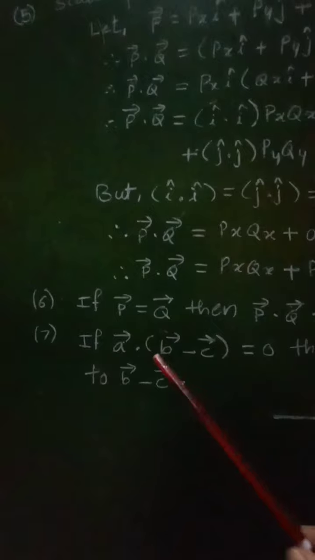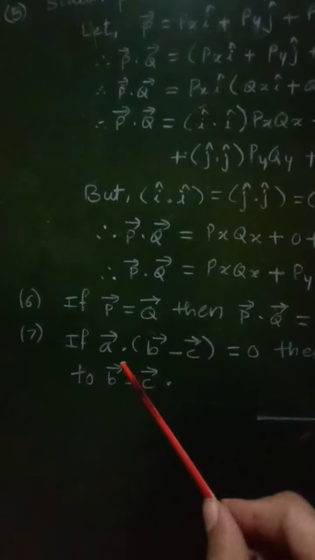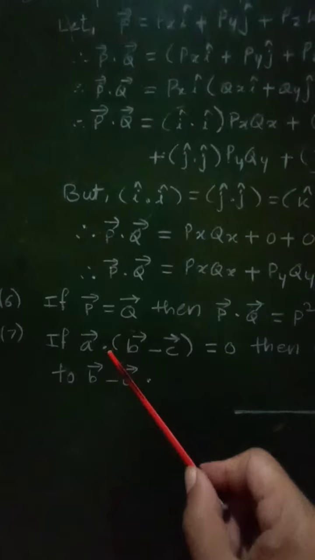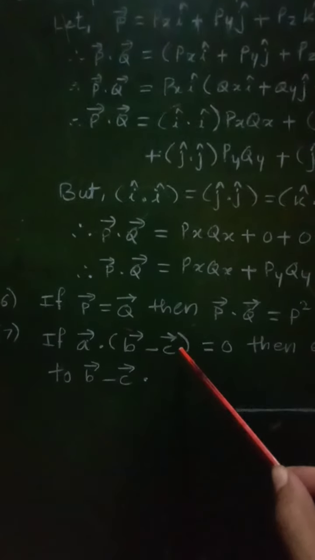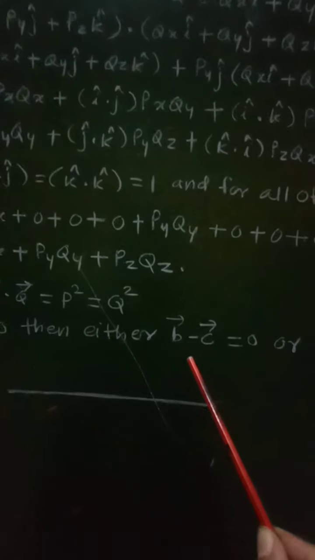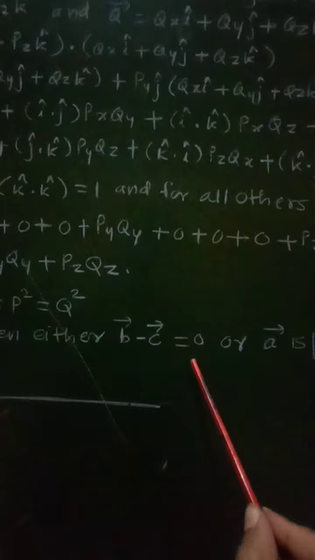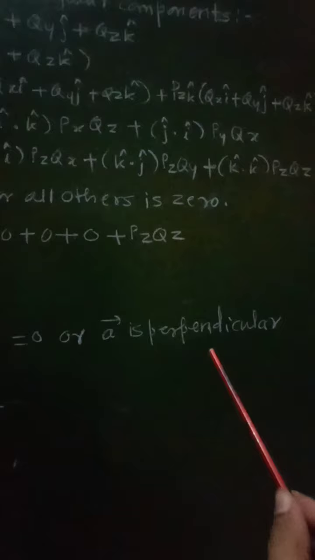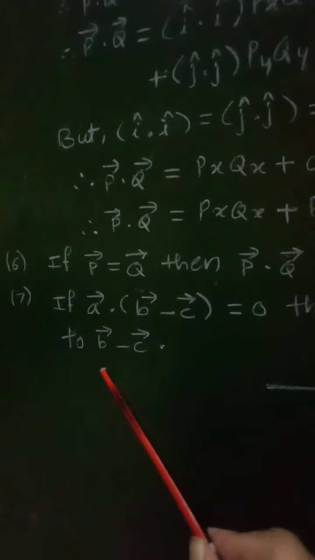And then let us consider the last characteristic. If we take vector a dot vector b minus vector c, then that product is equal to 0 if vector a dot vector b minus vector c equal to 0, then we can say that either vector b minus vector c equal to 0, so that product will be 0, or vector a is perpendicular to vector b minus vector c, because already we know that if the two vectors are perpendicular to each other, then their scalar product is equal to 0.